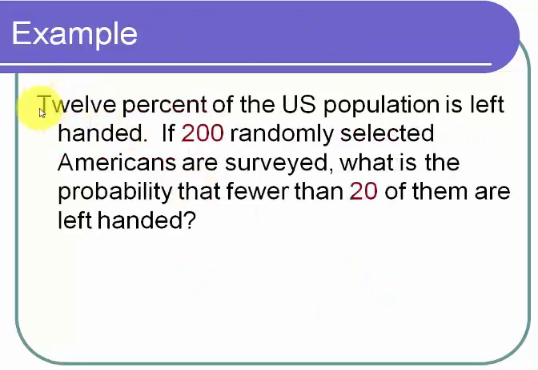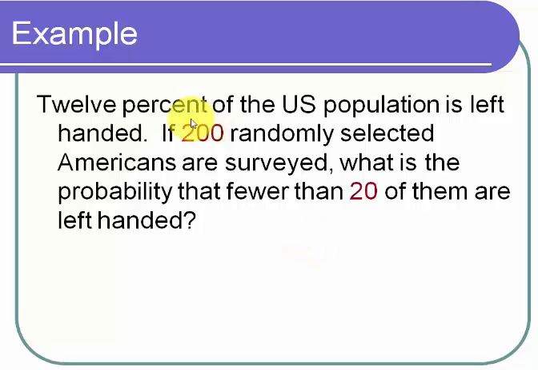So here's an example. 12% of the United States population is left-handed. I'm left-handed, so a lot of other people are too. We rule. If 200 randomly selected Americans are surveyed, what is the probability that fewer than 20 of them are left-handed? Notice that 20 over 200 is 10%. So the question is, what is the probability that less than 10% of 200 randomly selected Americans will be left-handed?